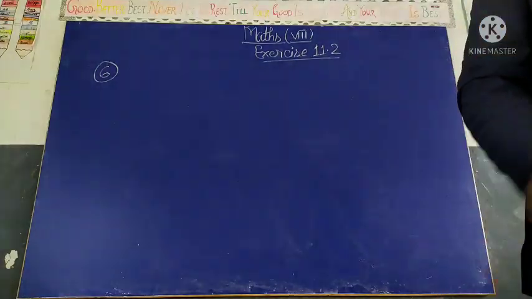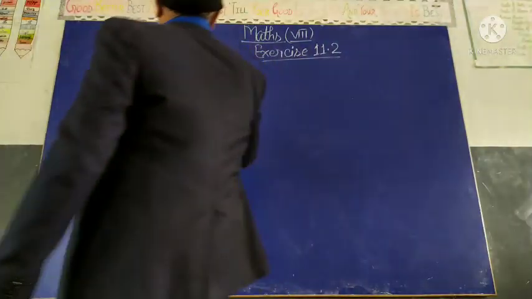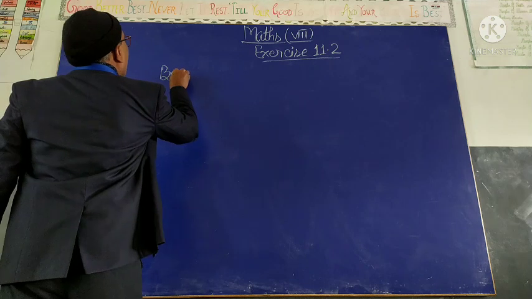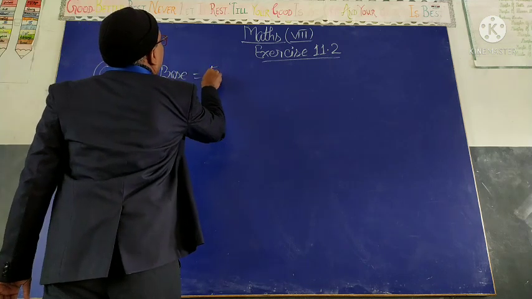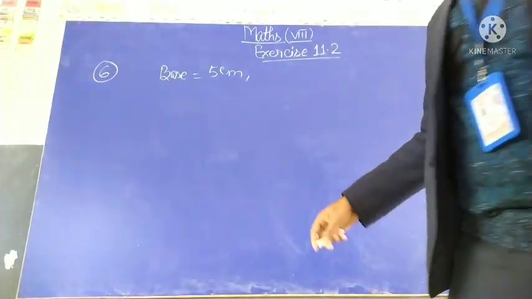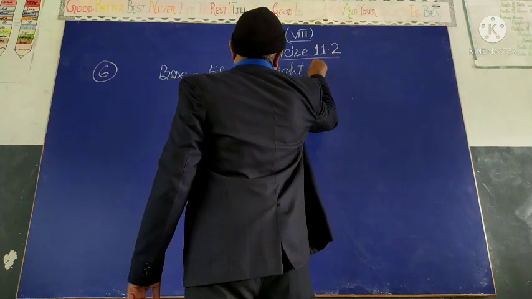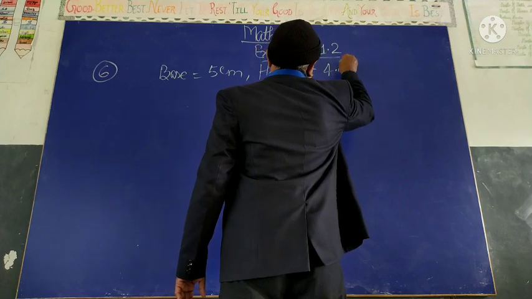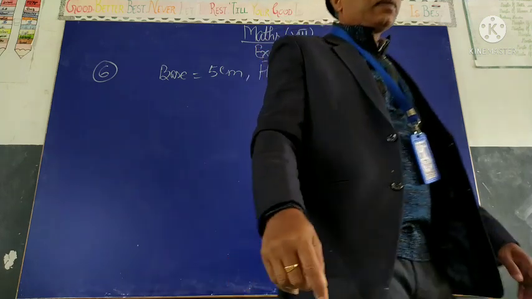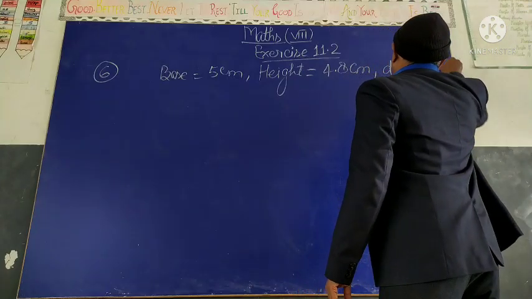Here is given side, means base, 5 centimeter. Base of rhombus is 5 centimeter and altitude, means height, is 4.8 centimeter, and diagonal 1 is given here, 8 centimeter. You write down all the givens. D1 is equal to 8 centimeter.